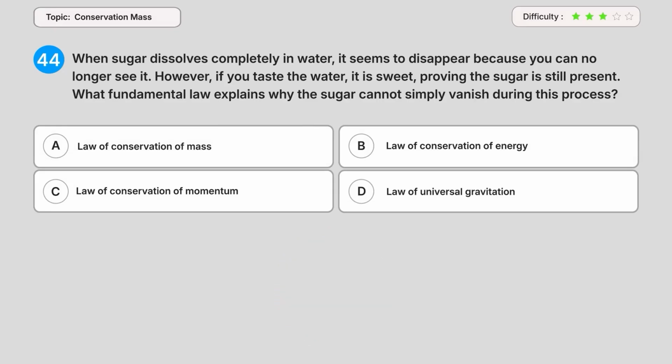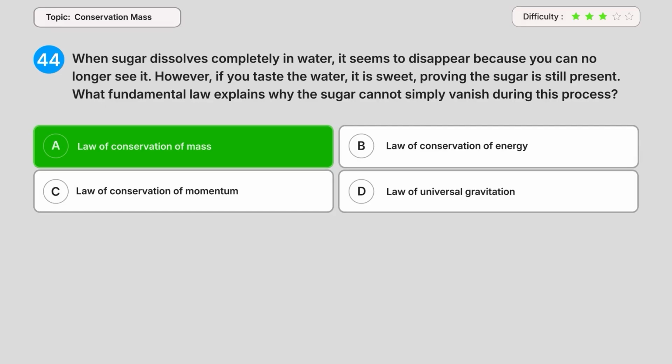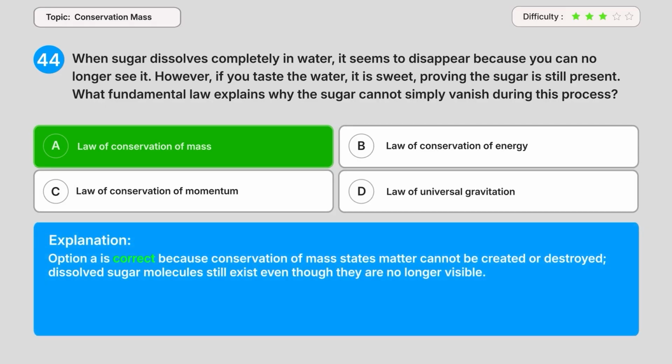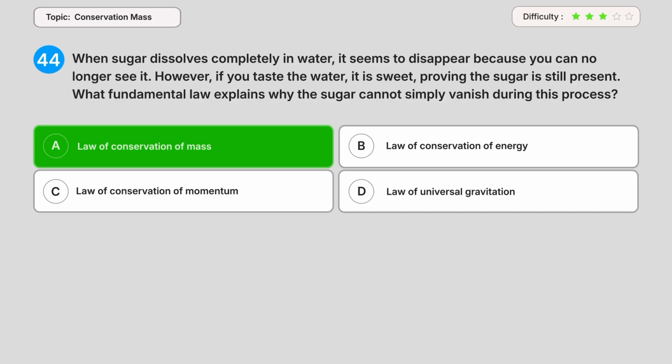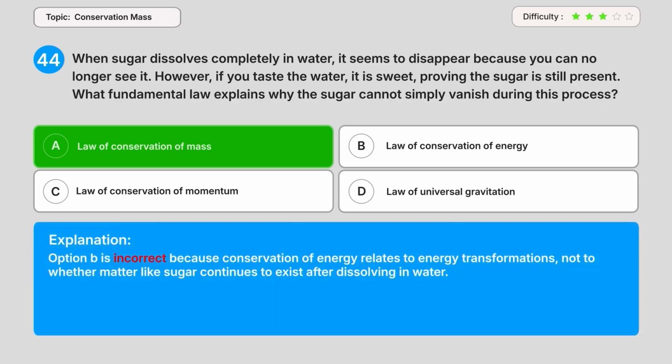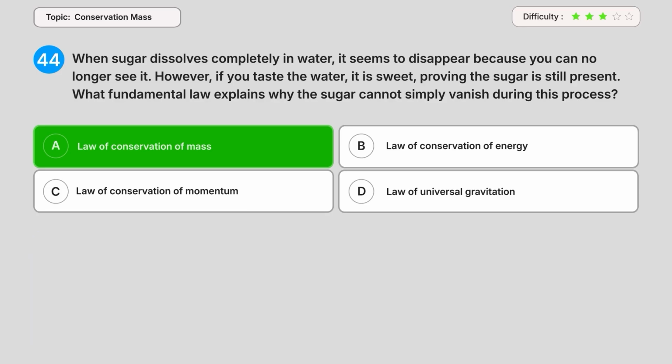Correct answer: A. Law of conservation of mass. Explanation. Option A is correct because conservation of mass states matter cannot be created or destroyed. Dissolved sugar molecules still exist even though they are no longer visible. Option B is incorrect because conservation of energy relates to energy transformations, not to whether matter like sugar continues to exist after dissolving in water.